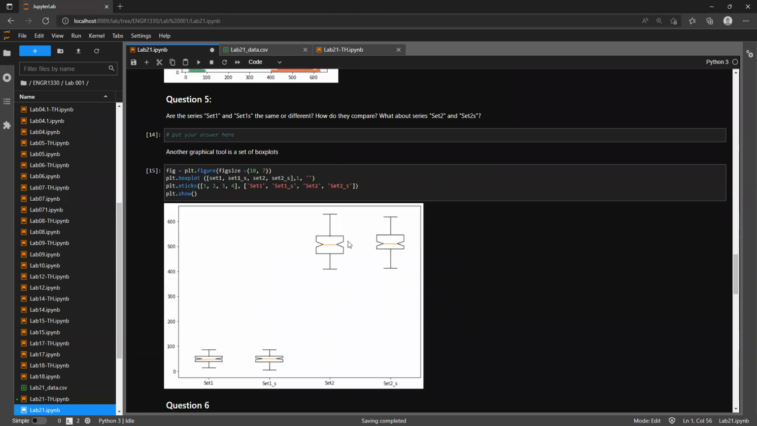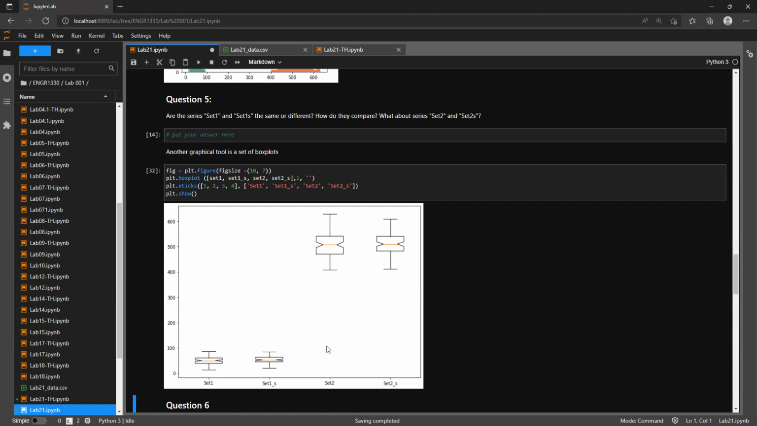Another thing we can look at is the box plots. Remember, these plot the five pieces of data that we're sometimes interested in. If I run it again, you'll see that these will change a little bit, but not very much. These show the quartiles and the mean and the range, all kinds of neat stuff. As you can see, set one and set one S look pretty close to each other. Set two and set two S look close, not as close as set one and set one S.